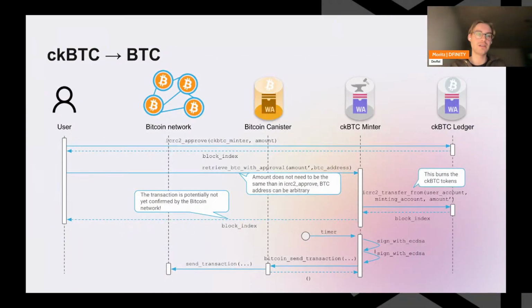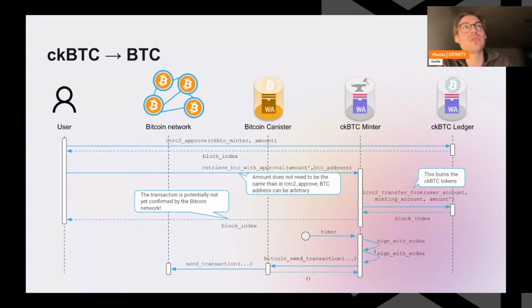Now let's look at the other way around. So that is, you have CKBTC already. Maybe you bought it on an exchange, or you previously converted your Bitcoin into CKBTC. It doesn't really matter. Matter of fact, you have CKBTC and you want to get Bitcoin. And that is, of course, fine.